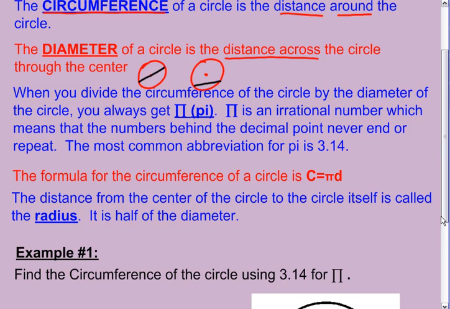This thing is called a chord. A chord is a line that's inside. It connects 2 points on the circle, but it doesn't go through the center. Okay? A chord is a line that connects 2 points on a circle. The diameter is the chord that goes through the center.